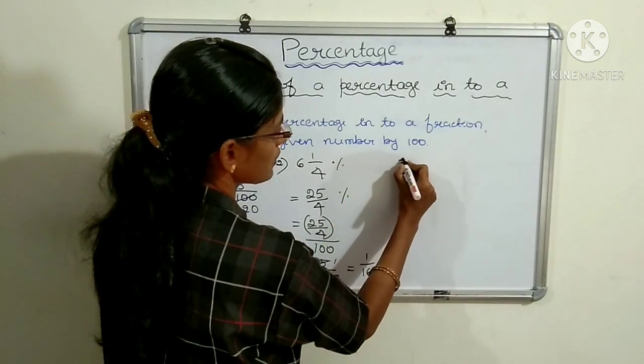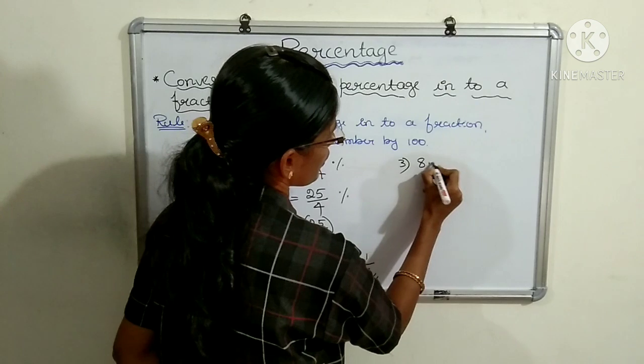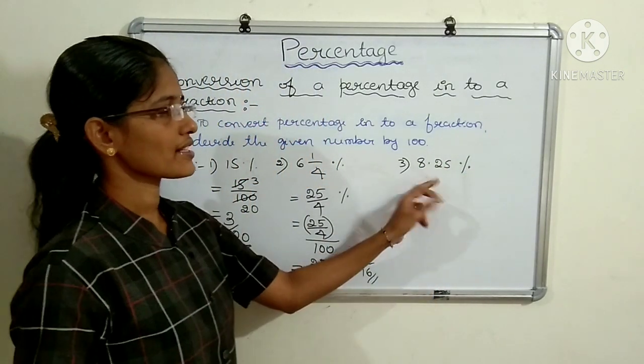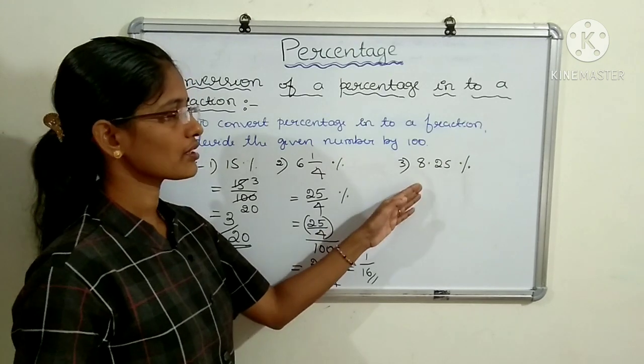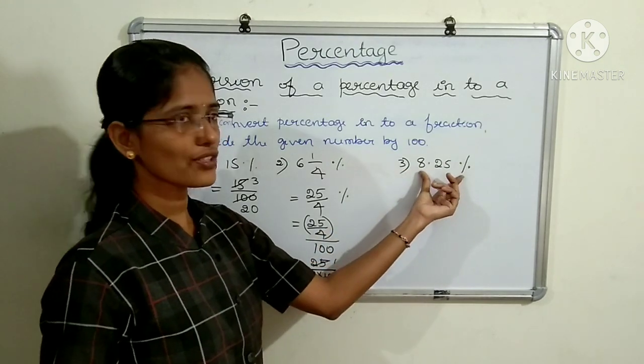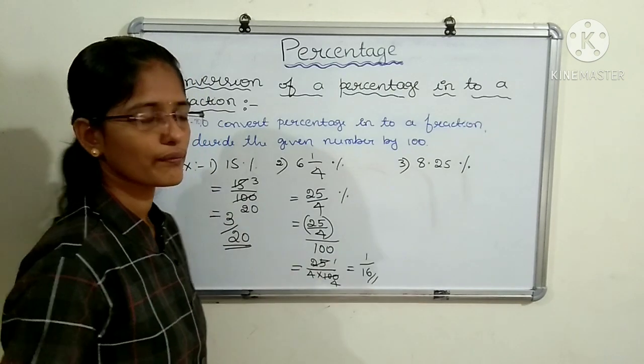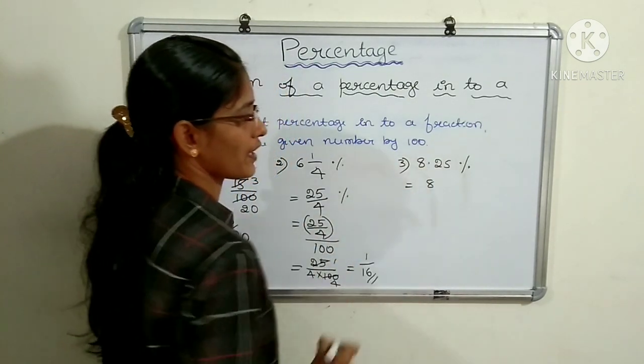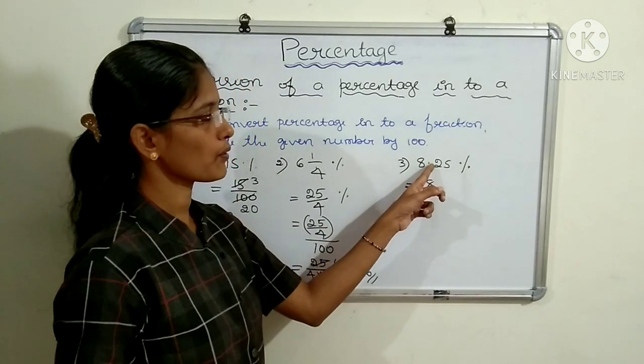Now the third one, 8.25 percentage. See, the question is in decimal form. You have to convert this percentage into the fraction. Here, 8.25. First, this decimal point you have to remove.